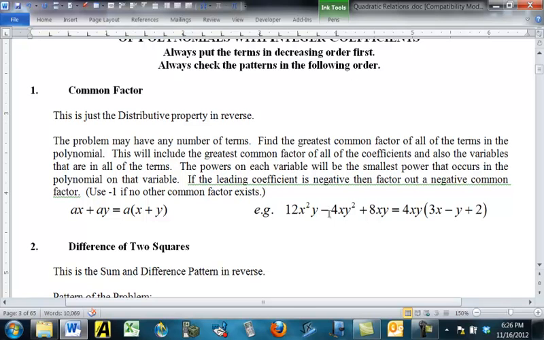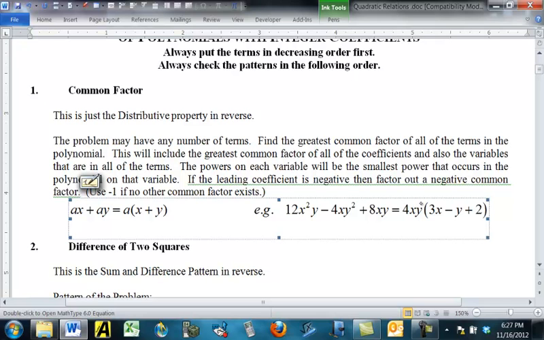They all have an x and all have a y in this example right here on the right. So we can take the 4xy and factor that out. Well, the opposite of the distributive property, in this direction, is dividing. In the other direction it would be multiplying. So we take the 12x squared y and divide it by the 4xy.